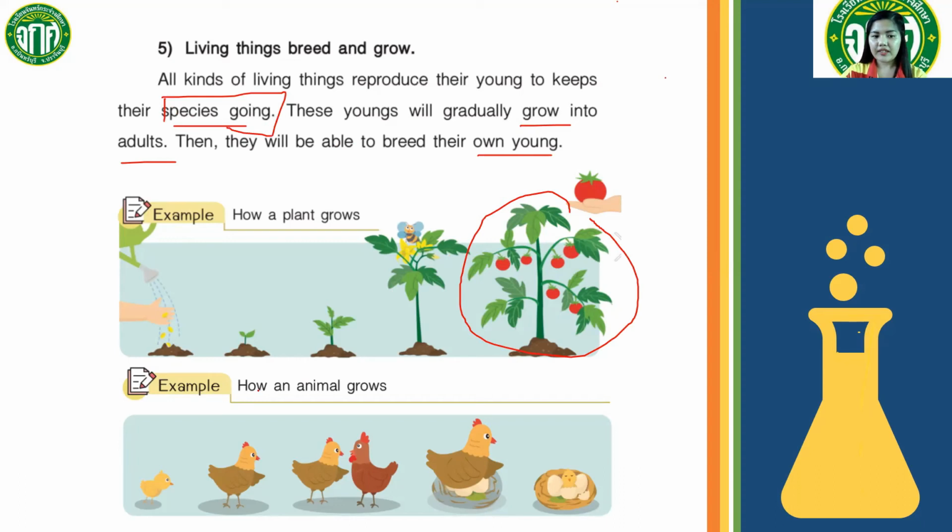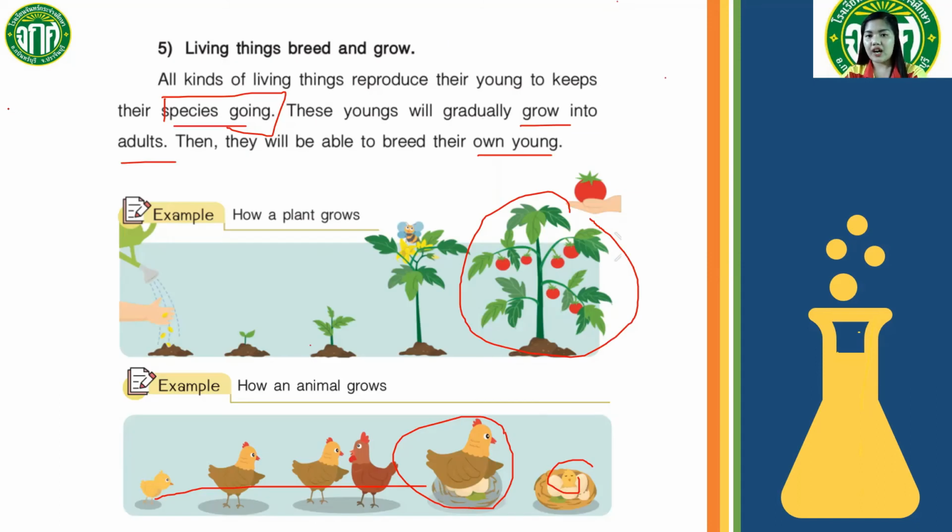Next, how an animal grows. We have here a chick, until it grows into a mother hen. Now they already have an egg. And this egg will become a chick also and will grow into an adult. And so they will reproduce and reproduce. So those are the features of living things.